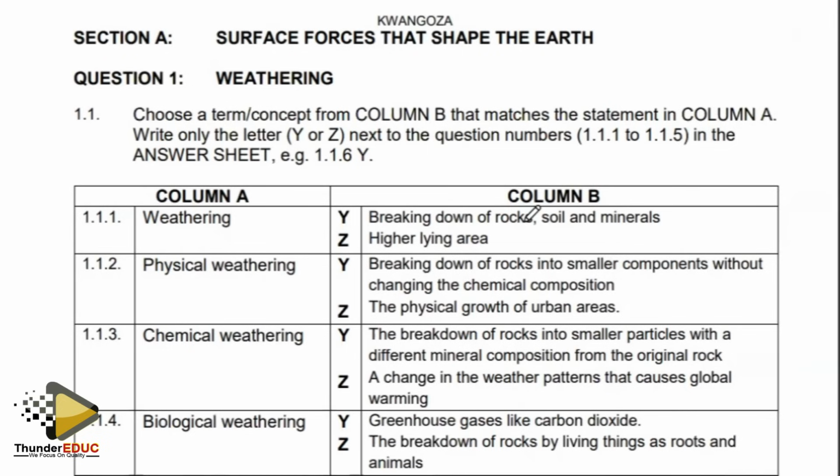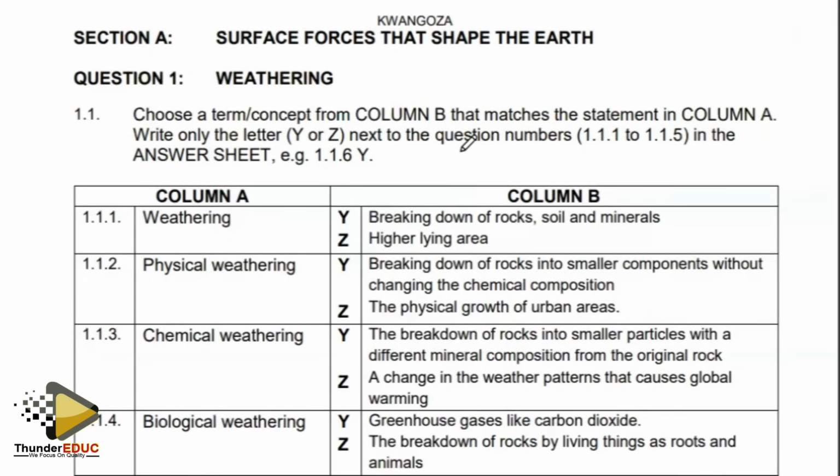Good afternoon, everyone. Today I'm discussing the end of year exam, which is the November exam that you'll be writing. We are going to look at this question paper, and then I'll be giving the memo out.